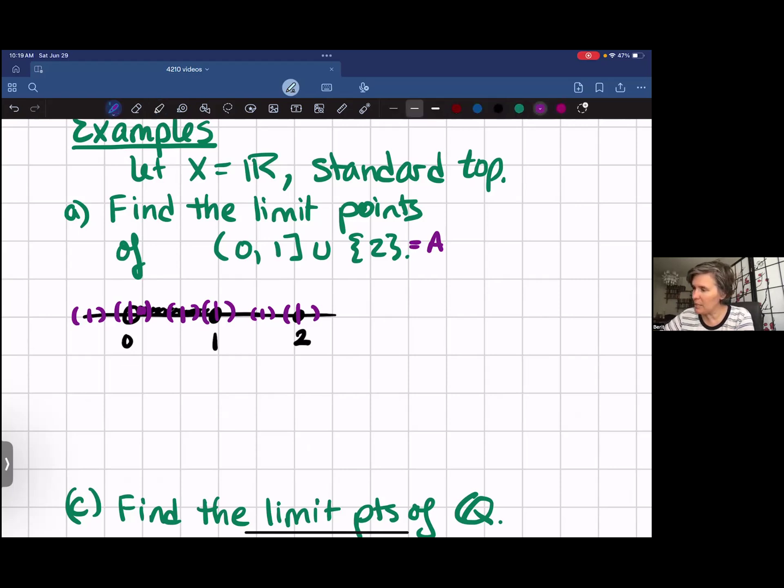Okay, so the limit points in this case are, nothing less than 0, 0 to 1, everything in between there is included, and then the endpoints, 0 and 1, are included, but 2 is not a limit point. So the limit points of this capital A consist of all the points in the closed interval from 0 to 1. Okay? All right, let's do another example.